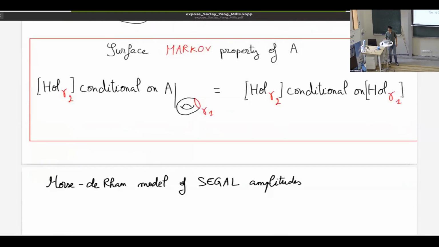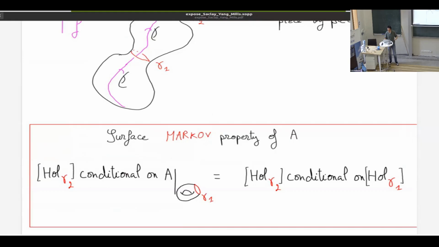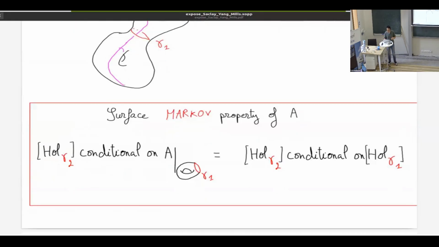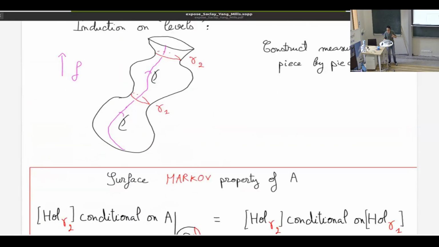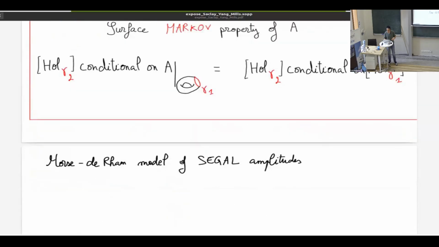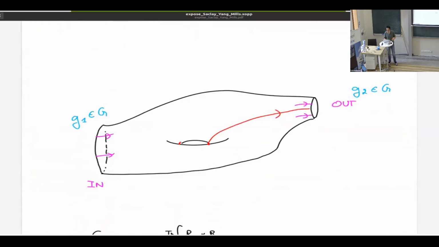And this surface Markov property is one of the main reasons why we can get the explicit formulas that I showed you that were due to Witten. So maybe for some of you who are in CFT, one can reformulate this surface Markov property in terms of Segal amplitudes, if you want.